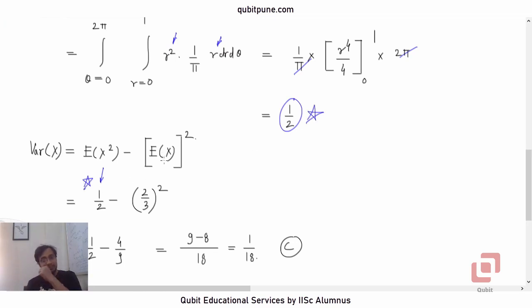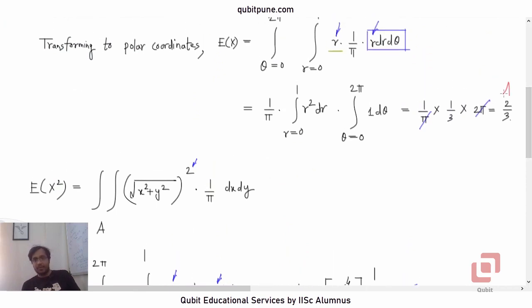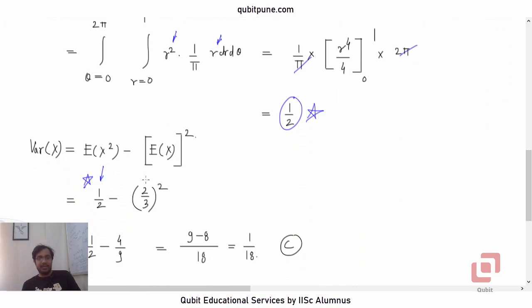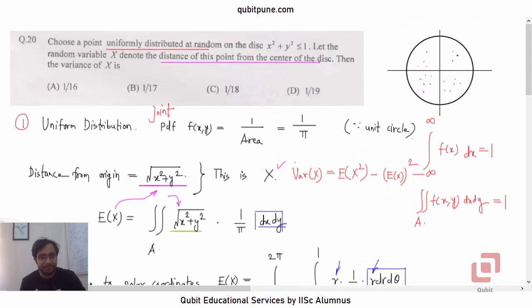And what is the expected value itself? That is 2 by 3. We found it out here. It's 2 by 3. Take care. That's 2 by 3 and we have to square it. Okay, remember you have to square it. If you forget to do that, we'll get a negative value of variance. And variance can never be negative, right? So it's 1 upon 2 minus 2 by 3 squared, that's 4 by 9. Simplify that, 9 minus 8 upon 18, that's 1 upon 18. So the option is C.